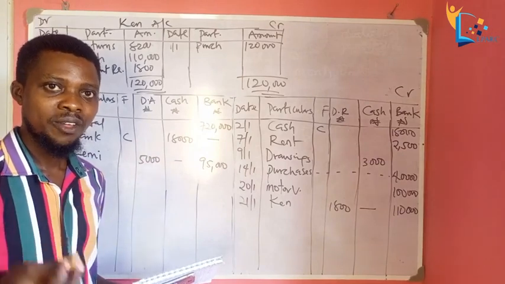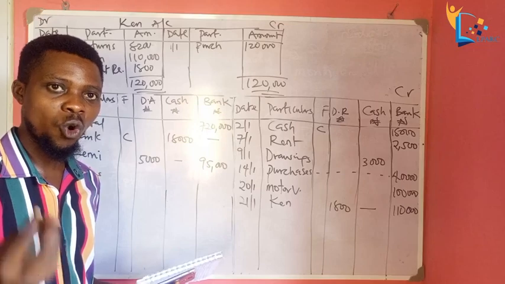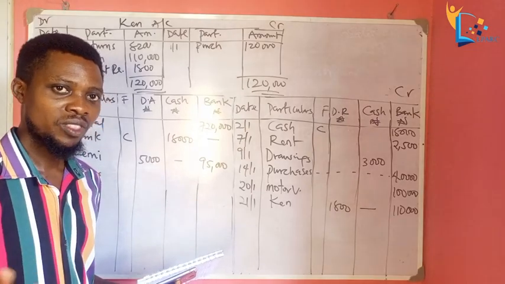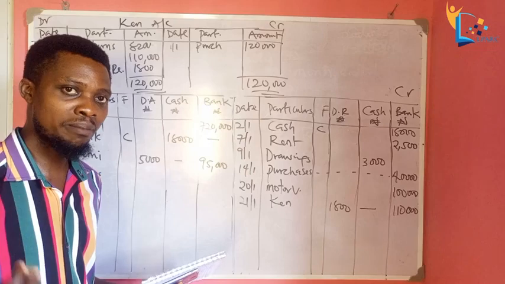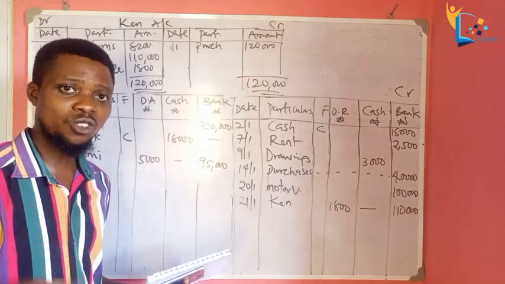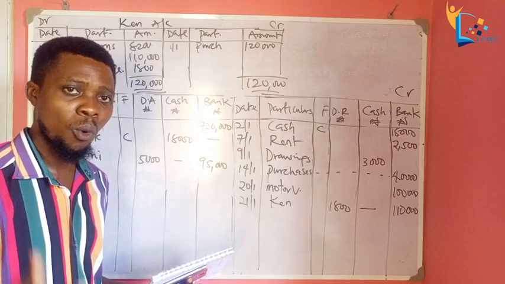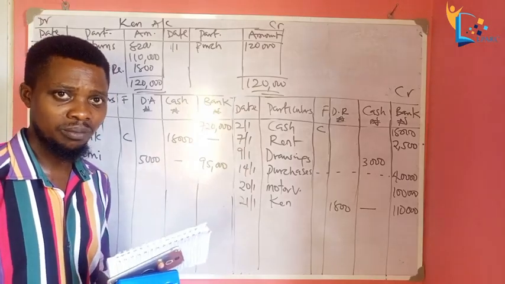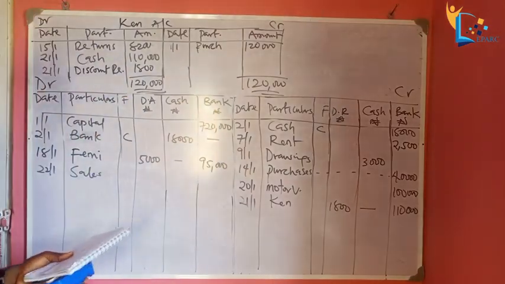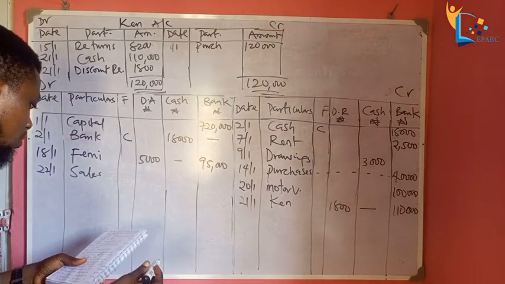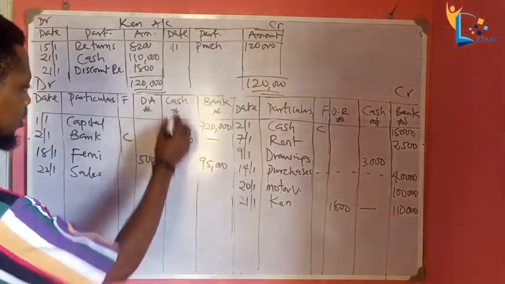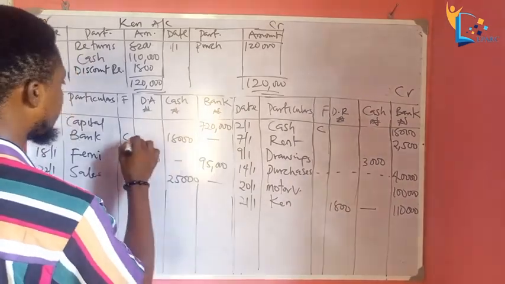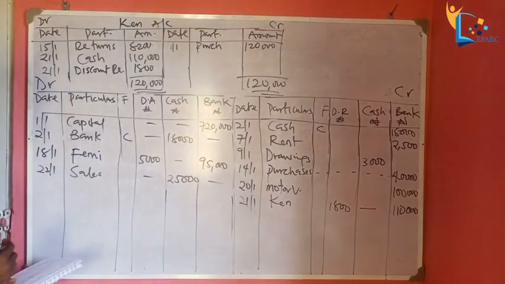Do you understand? You only indicate the customer's name if it's owing. If there's a part payment, you indicate the customer's name so I can easily remember or make reference to the ledger that this customer is still owing some amount. But once a transaction is closed by cash or by check, there is no need writing the customer's name. All right. So sales on the 22nd, sales to Taye, 25,000 by cash.